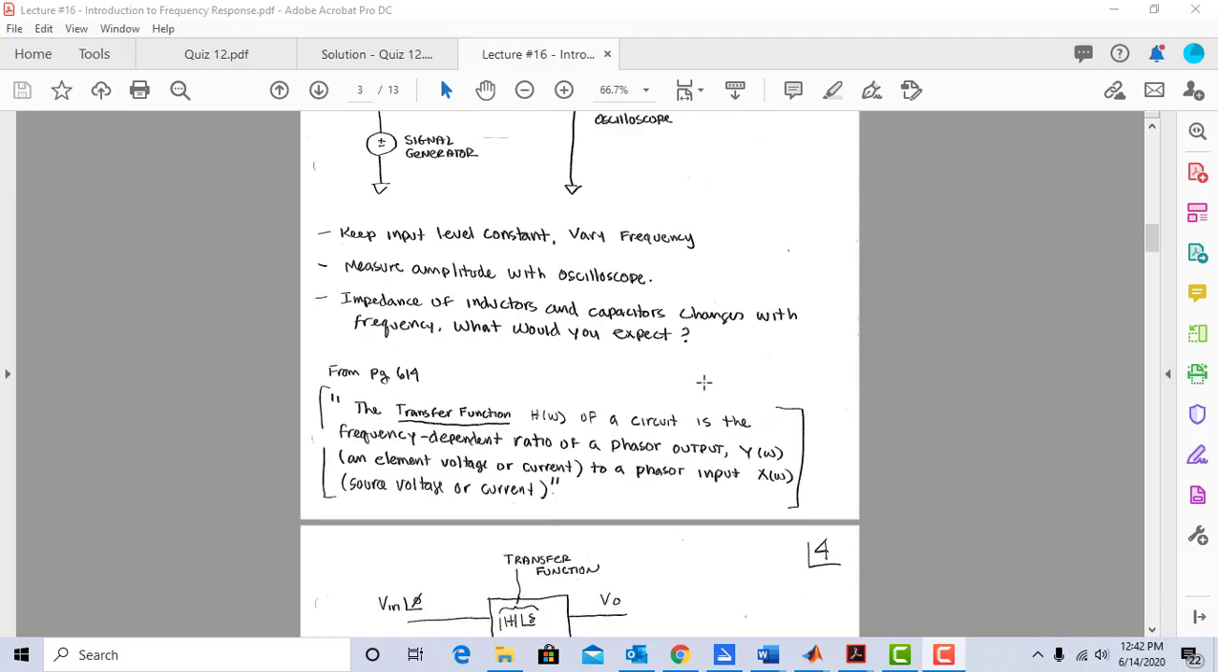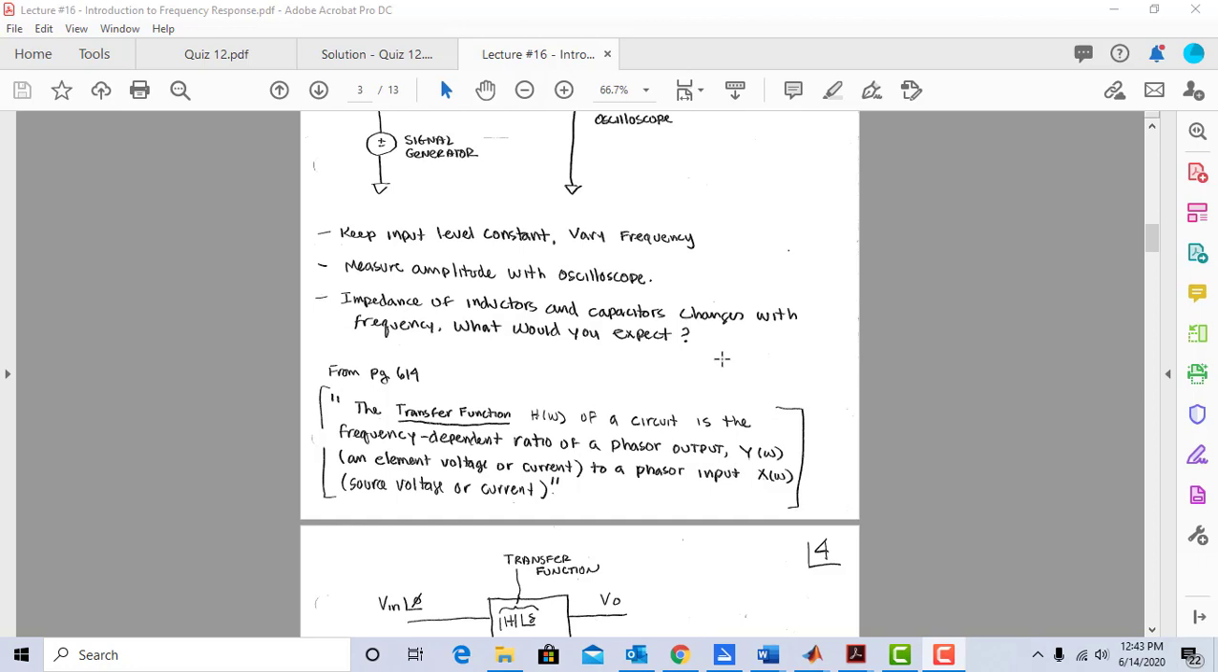As usual, our textbook, Alexander and Sadiku, says it beautifully. The transfer function H of omega of a circuit is the frequency-dependent ratio of a phasor output, Y of omega, which is an element voltage or current, which means you can basically look anywhere in the circuit, to a phasor input, X of omega, which could be a source voltage or current. So the transfer function is the frequency-dependent ratio of the output to the input.